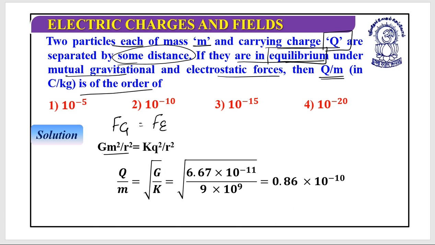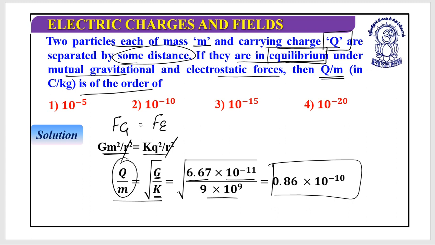So I need to compare: G m square by r square should be equal to k q square by r square. This r square would be gone. And next I need to find this. I will put in the values. I know G, it's 6.67 into 10 to the power minus 11. I know k, it is 9 into 10 to the power 9, and if I take the ratio of these two, this would be the charge to the mass. This is even called the specific charge. So sometimes they may ask you to find out the value of a specific charge.